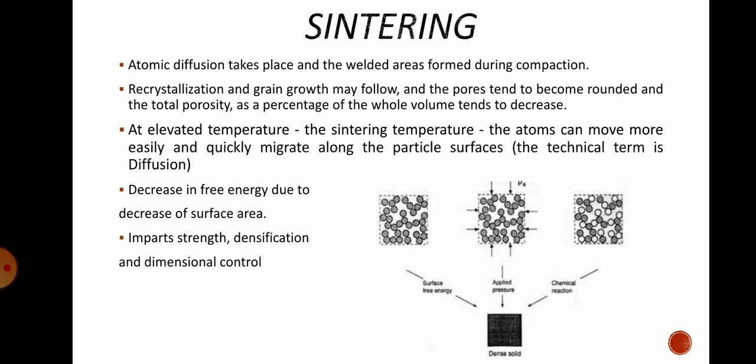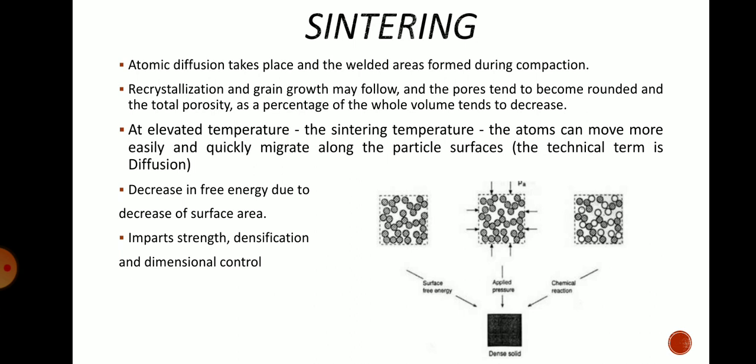At elevated temperature, the sintering temperature, the atoms can move more easily and quickly migrate along a particle surface. In technical terms, it is called diffusion. Diffusion of particles takes place, with a decrease in the free energy due to decrease of the surface area. You can observe here in the first diagram there is a surface of free energy. After application of pressure, that will become dense, and after application of heat treatment, chemical reactions take place and strong bonding takes place and a dense solid part will be produced.